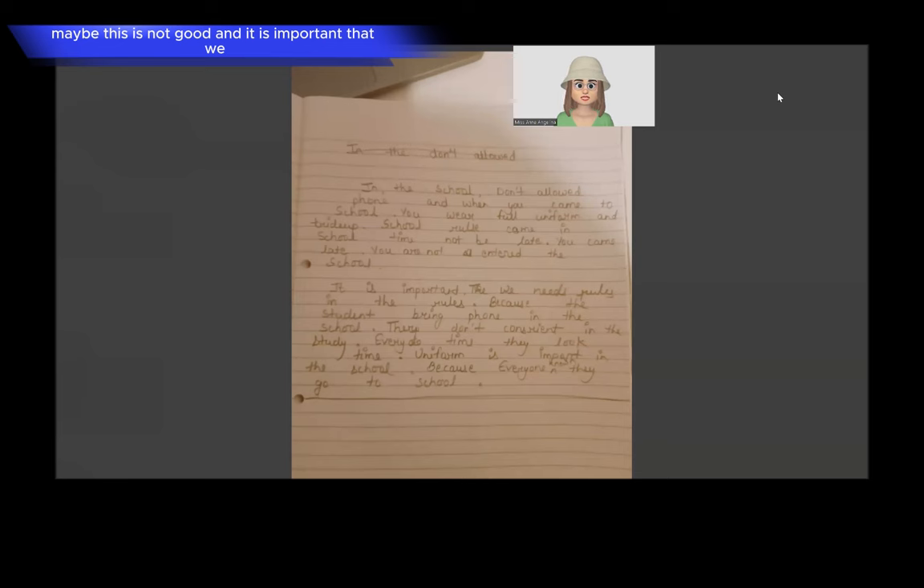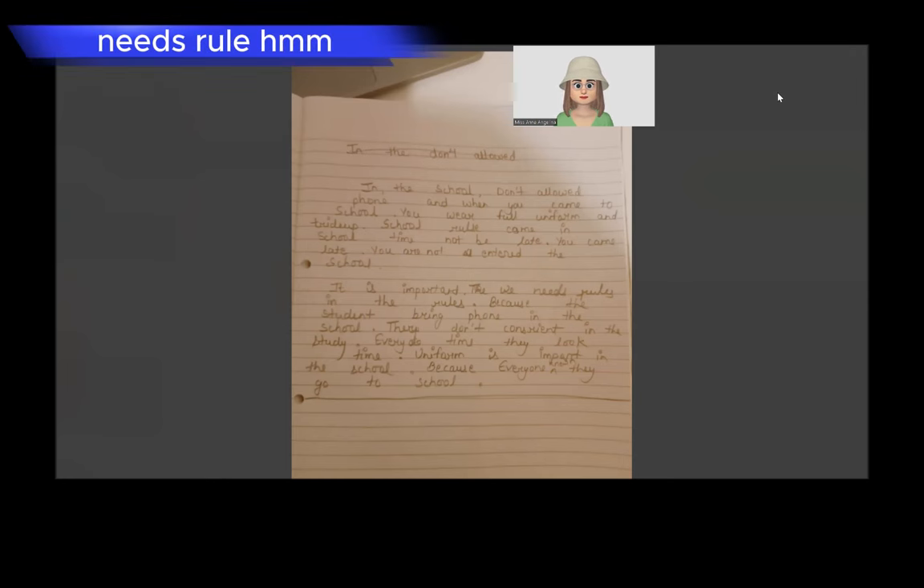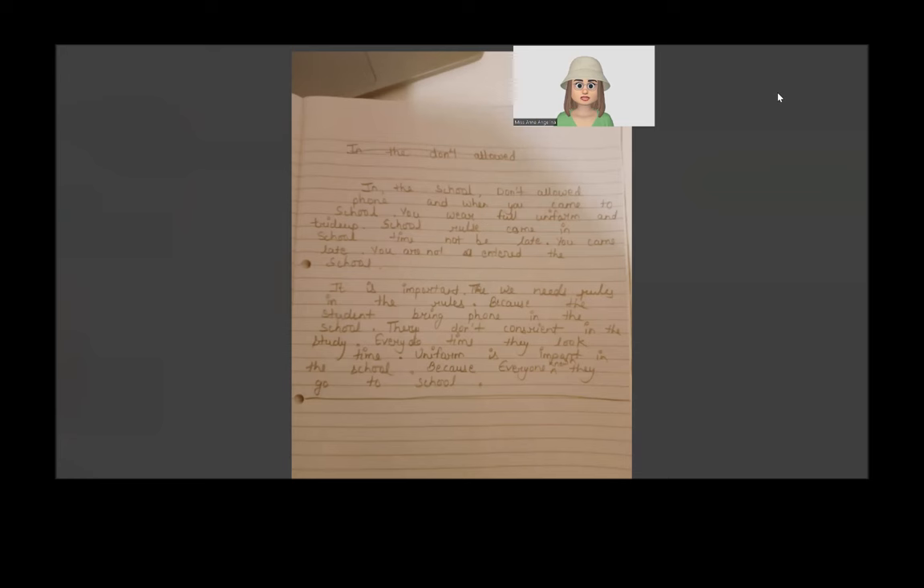And it is important that we, what's this? We? Needs rule. We follow rules, yeah? In the because the students bring phone in the school and they don't focus, concentrate, I think so. But wrong spelling. Focus, you can use the word focus, F-O-C-U-S, in the study. Every due time, they look time, uniform is important, beautiful.